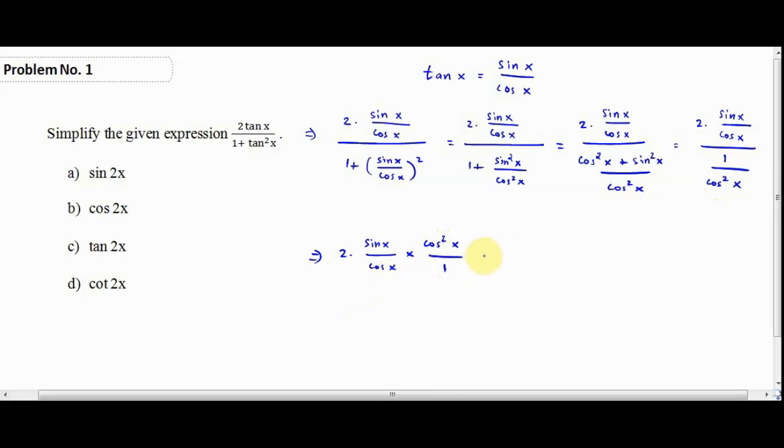Okay, so let's try to simplify now. Here we have cos x in the denominator, here we have cos square x. So when you cancel cos x from both numerator and denominator, here in the numerator you will get cos x, and in the denominator you will get 1. Okay, so this expression reduces to 2 into sin x into cos x. Okay, so we know that 2 sin x cos x is nothing but sin 2x. Okay, so this ratio can be simplified as sin 2x. So here the right answer is given by option A, sin 2x.